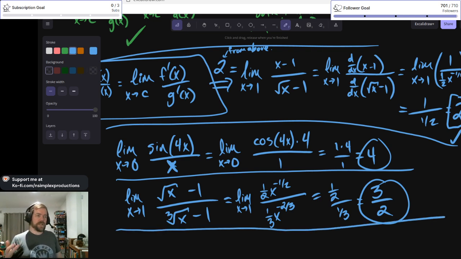Now, in theory, yes, you'd actually probably want to check whether it is, in fact, indeterminate first. So plug a 1 into both top and bottom there. You get square root of 1 is 1, cube root of 1 is 1, and then they're both 1 minus 1, which equals 0. So you get a 0 over 0. It's indeterminate.